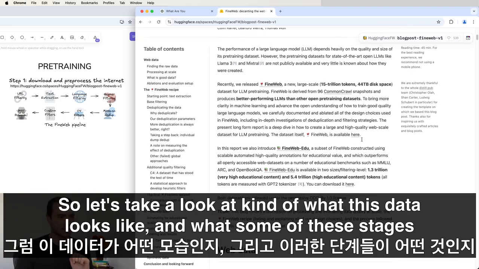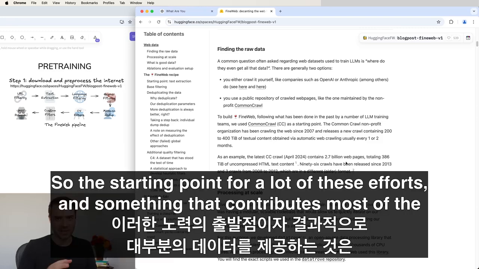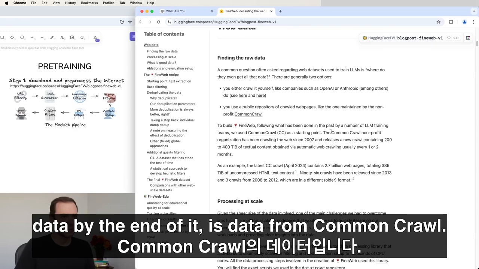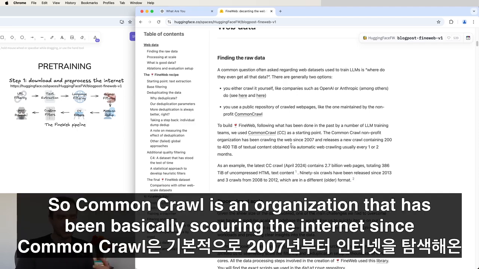Let's take a look at what this data looks like and what some of these stages are. The starting point for a lot of these efforts, and something that contributes most of the data by the end of it, is data from Common Crawl. Common Crawl is an organization that has been basically scouring the internet since 2007.